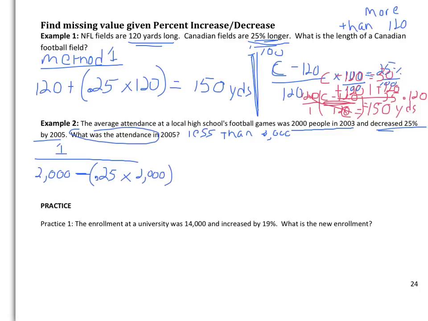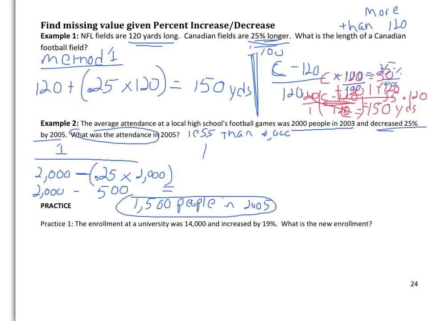When you do that, you get 2,000 minus, if you just do this, you get 500 people. So that's going to give us a grand total of 1,500 people. And we should say that was in 2005. That's our answer. Now, let's do method 2.